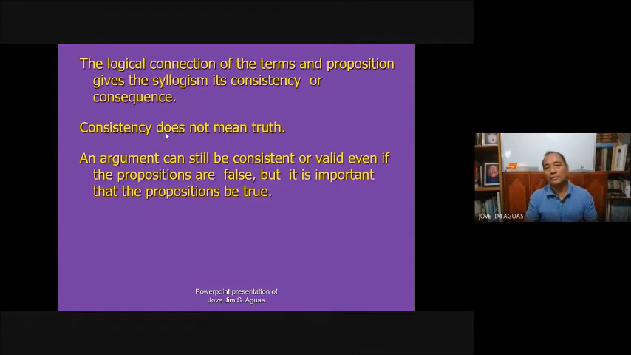But of course, a good argument is an argument that is based on true propositions and follows a logically consistent flow. So it's a strong argument. It's both consistent and true. But as I've said, it is possible to have a valid conclusion even from false premises. And you can also have true propositions and arrive at an invalid conclusion. That is possible.